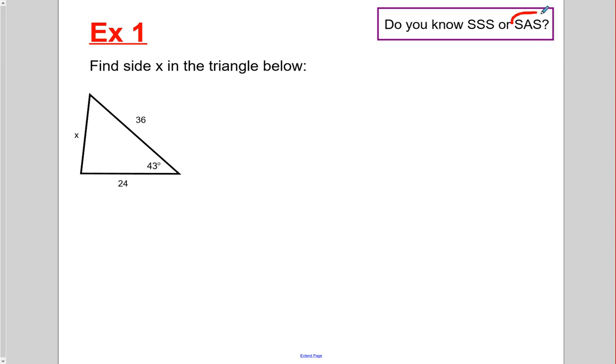And you'd be correct if you said side-angle-side. If you said side-side-side, that's okay too, because we're prepared to be wrong to learn new stuff, right? But this is side-angle-side because we know one of the sides, we know another of the sides, and we know that angle in between those 2 sides. So that's a side-angle-side setup.